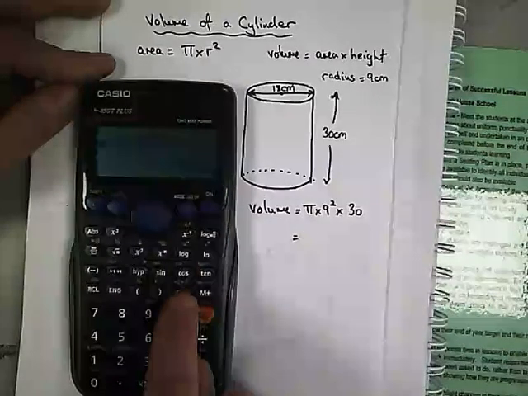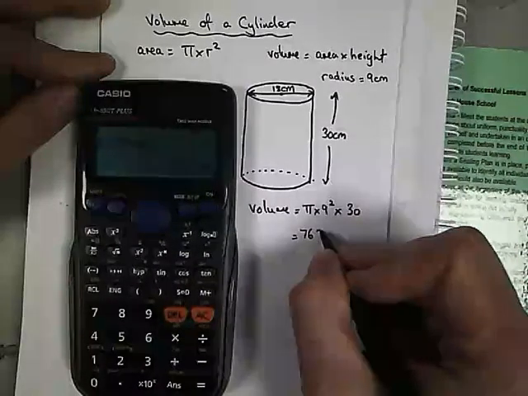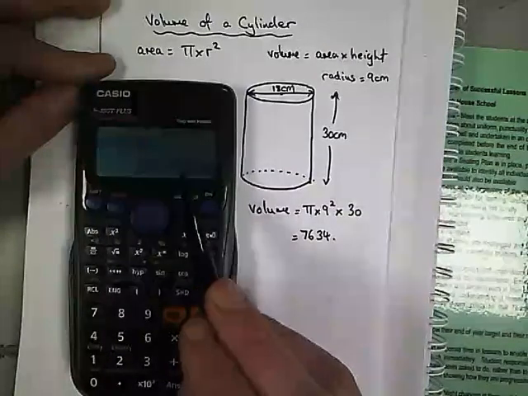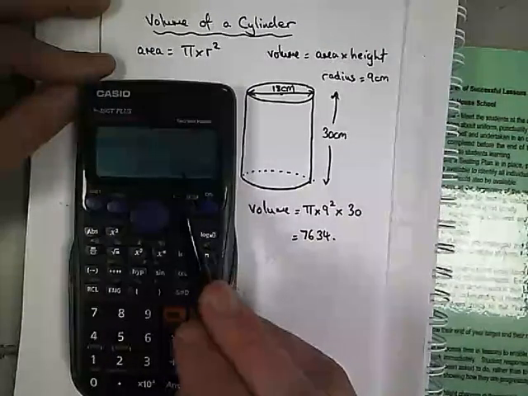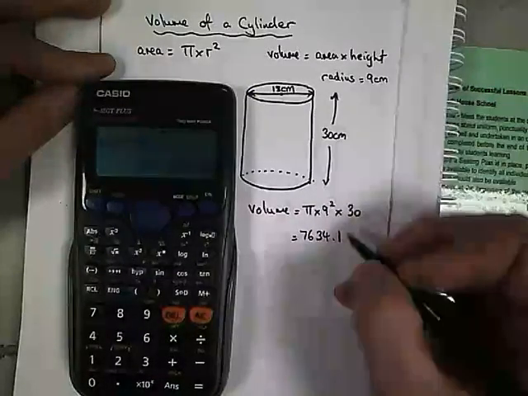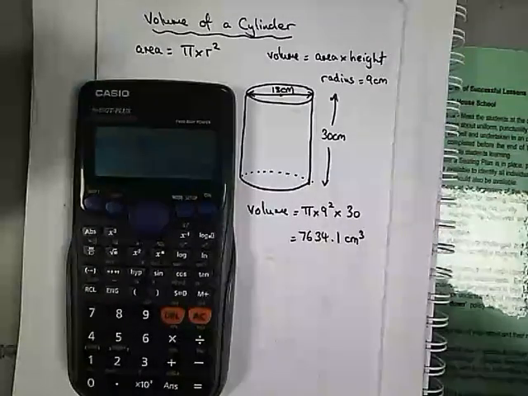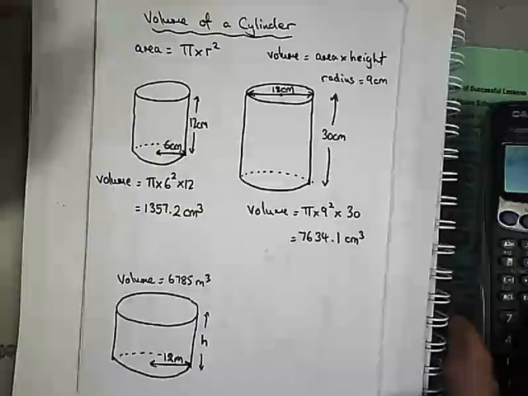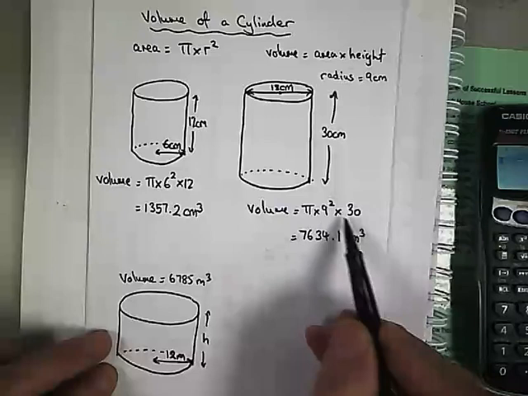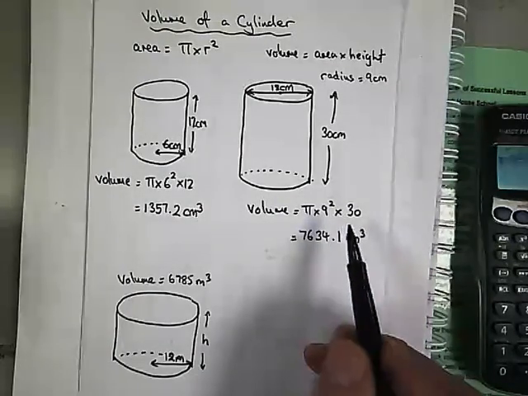But I want a decimal, so I hit the SD button. I get 7,634 point. To one decimal place means I'm going to have to round up because the next number is 7, so that becomes 0.1. We're working in centimetres, so it's centimetres cubed. Alright, try and remember that all we need to do is the area of a circle times by the height. And try and remember the formula for working out the area of a circle. Pi times the radius squared.